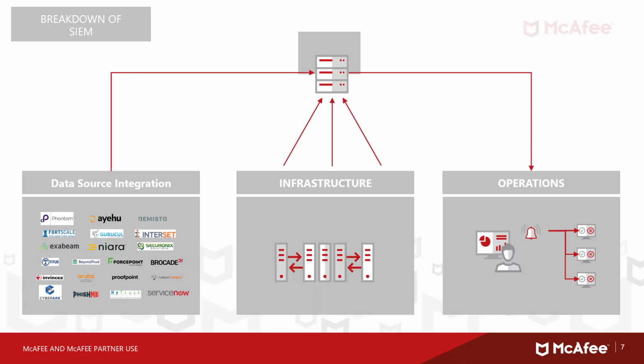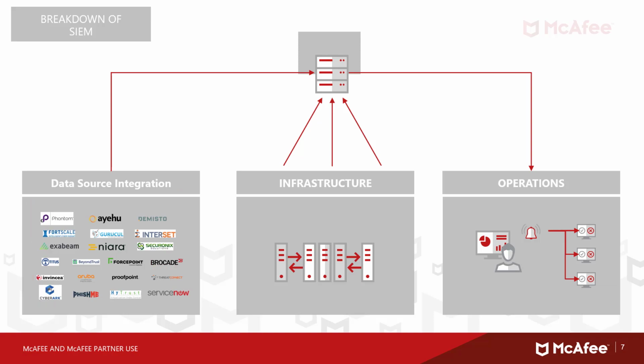As discussed previously, here we can see kind of a breakdown of the 3 core SIEM groups. The first one is data source integration. And as you can see from this list here, we not only integrate with McAfee products, we also integrate with other products that might be in an environment. For example, like a Brocade switch, even including items such as Titus.